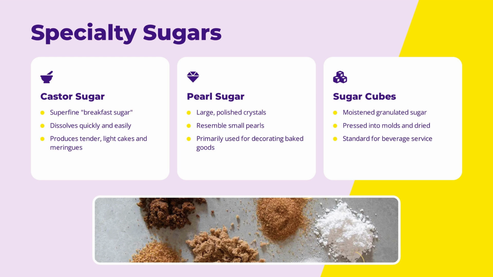Sugar cubes are prepared by moistening sugar granules, pressing them into molds, and allowing them to dry. They are commonly used in beverage service because they provide convenient portion control. Each variety of sugar has been developed to meet a particular baking or serving requirement, demonstrating that selecting the correct ingredient is just as important as following the recipe itself.